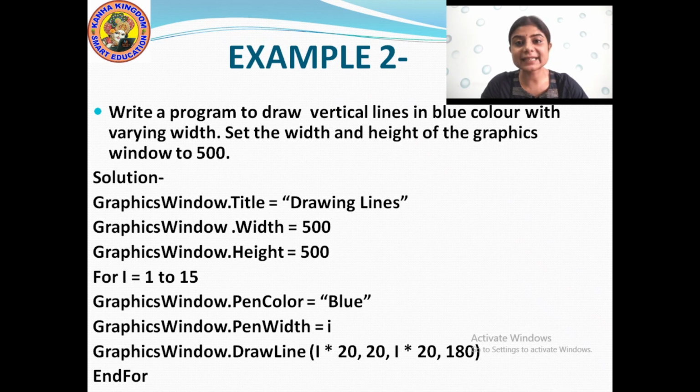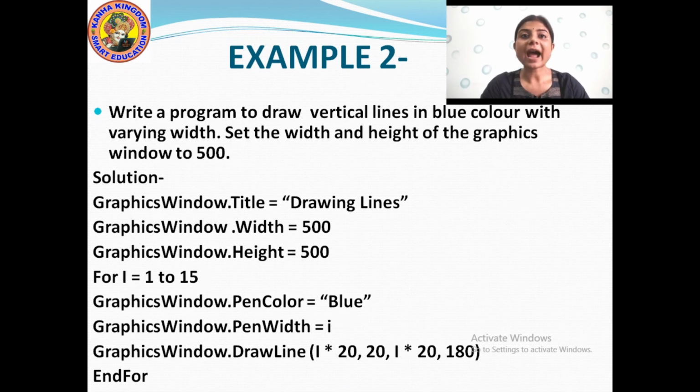First you will give the title. First you will write the title, that is graphics window full stop title, which is equal to drawing lines. This is how you will write. Then you are asked to give the width and height to 500, so you will mention that value. Graphics window width is equal to 500. Then graphics window height is equal to 500.